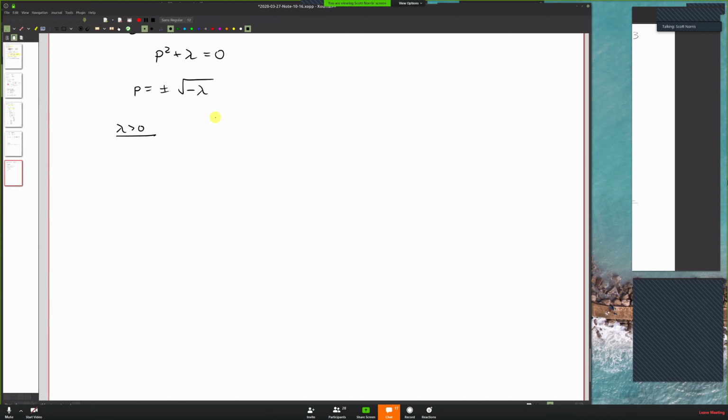Okay, so maybe what we're getting hung up on is that here we have p equals plus or minus i root lambda, because if lambda is positive, we can pull that minus sign out as an i, and we get phi equals r to the plus or minus i root lambda. And we know how to deal with exponentials. E to the plus or minus i something, we know that becomes sine and cosine. But what do we do with r to the plus or minus i root something? We play a trick.